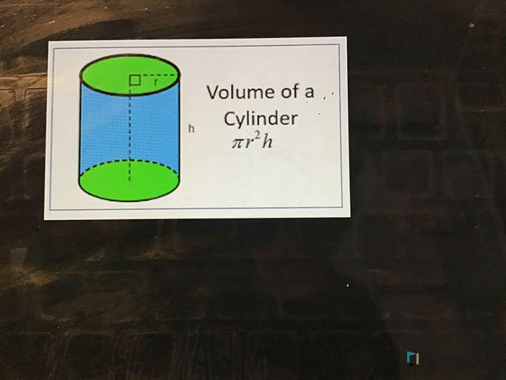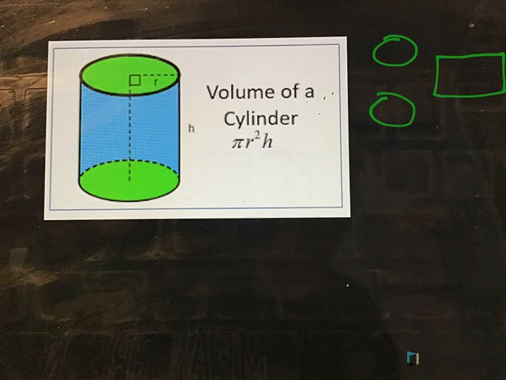Ooh, volume of a cylinder. All right, so volume of a cylinder. Now, what kind of shapes do I have? I have two circles, top and bottom, and then I have a rectangle that you curve around the circles to make a cylinder. So what's my formula?